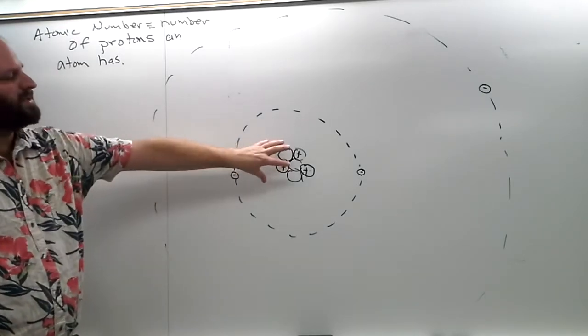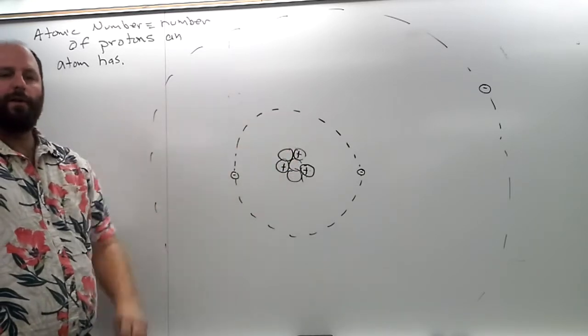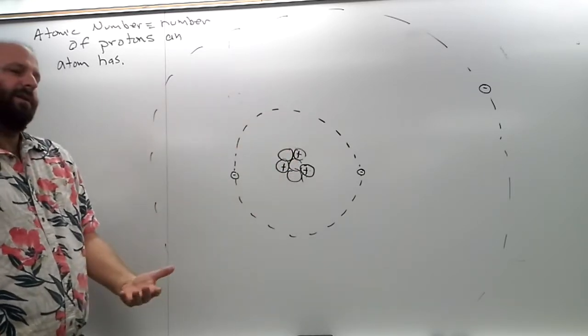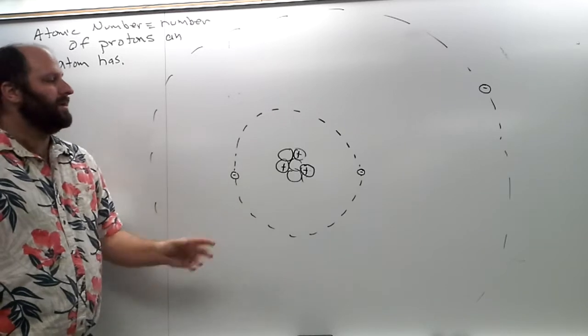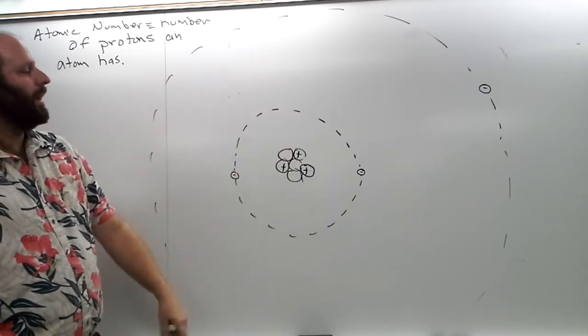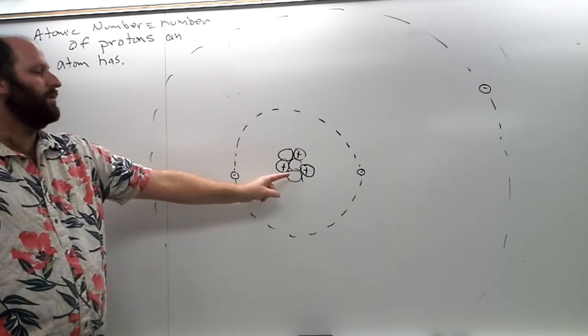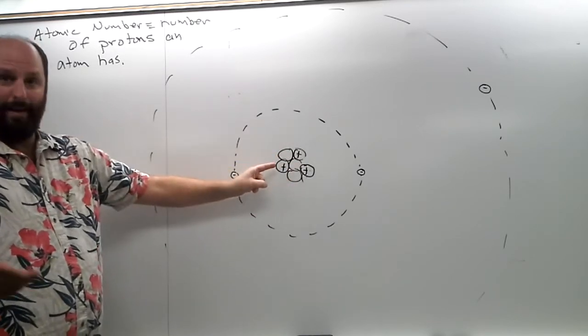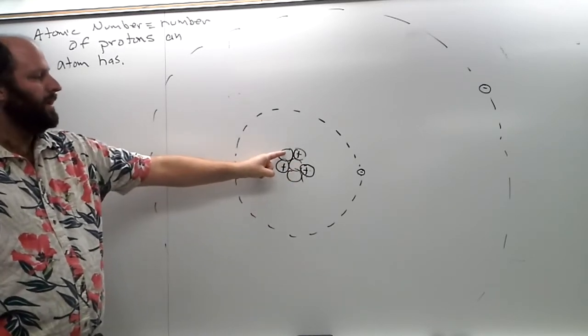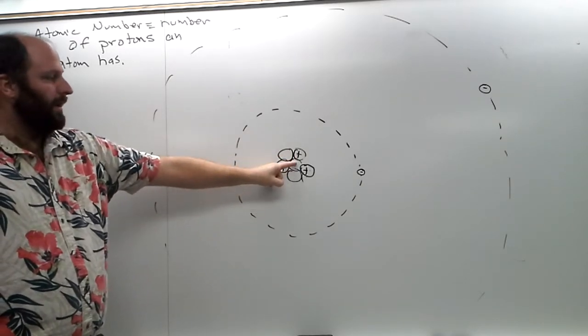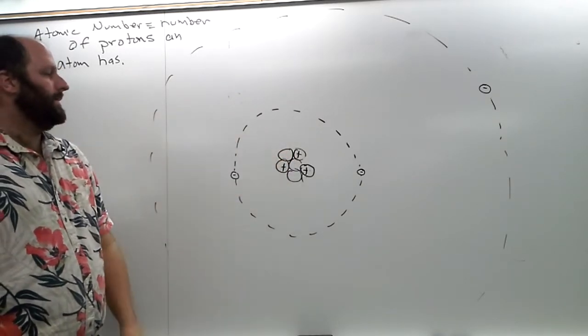In the center here, you have this region which is called the nucleus. And the nucleus is where the protons and the neutrons live. In the atom that I have drawn, there are 1, 2, 3 protons and 1, 2, 3 neutrons in the nucleus. The pluses are indicating positively charged protons. No charge here is indicating that these are neutrons.